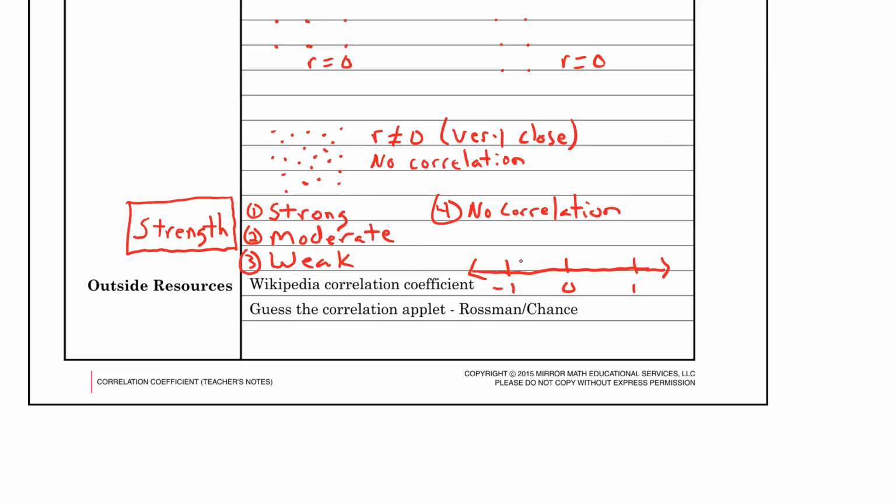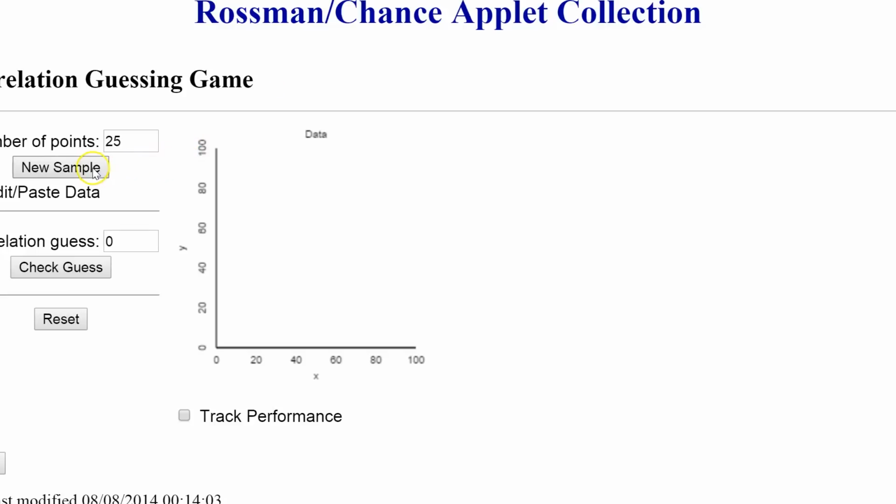And what I would do is go back to this applet again. Go back to the Rossmann Chance applet and just ask them to, before they even guess R, consider how they feel about that particular relationship, just looking at it. So back to the applet. Generate some data. And ask them, what do you think about this relationship? Clearly they can see it's a linear form, and clearly it's negative. Do they feel this is strong, moderate, or weak?